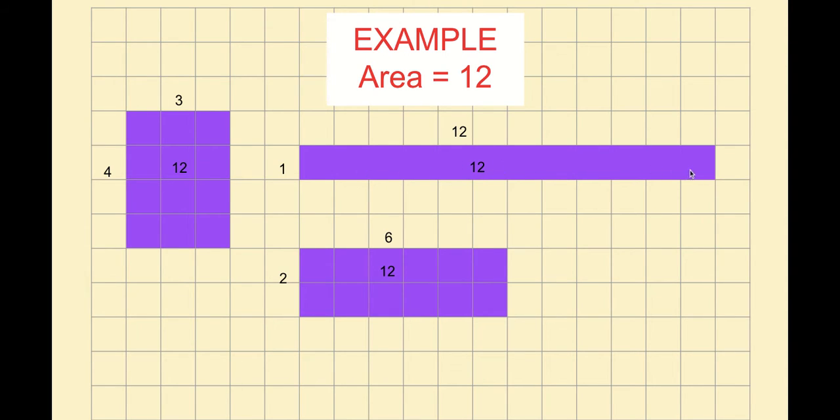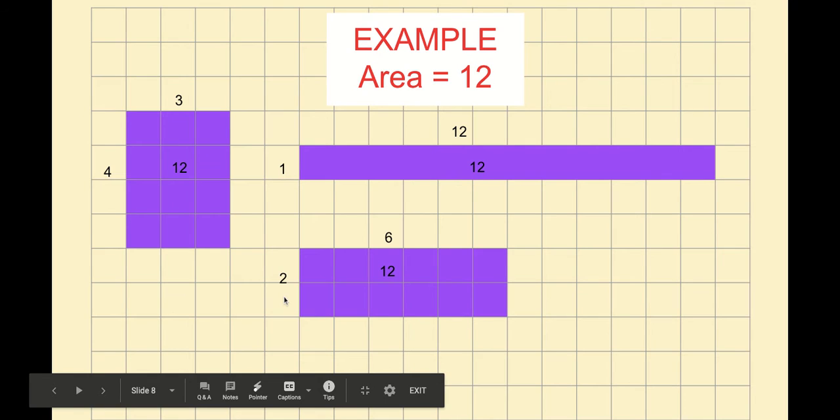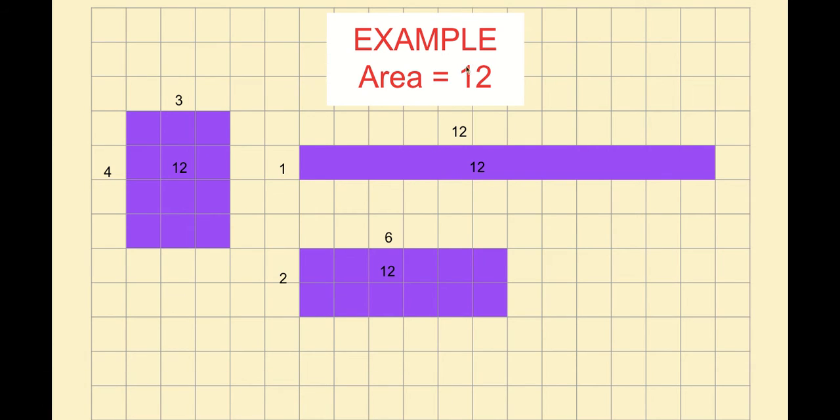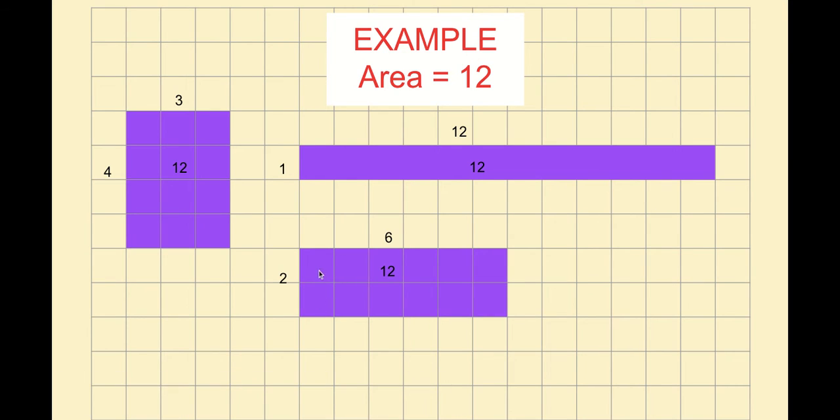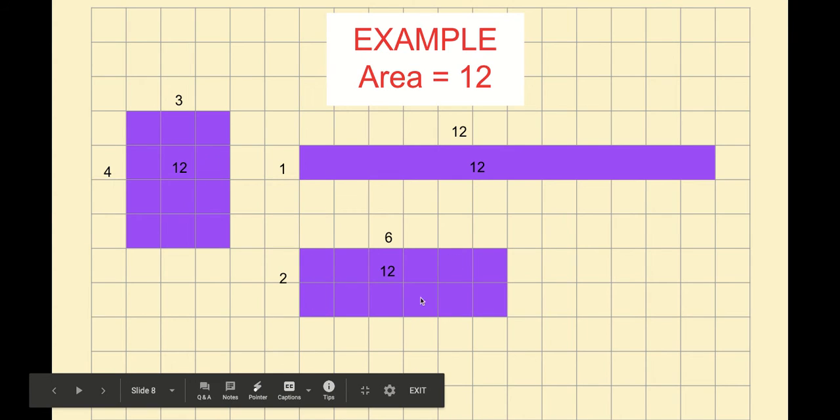long going across. Okay? Then I like to think, what else can I multiply to get 12? So after 1, I always go to 2 and see if I can multiply 2 by a number to get 12. I know 2 times 6 equals 12, so I have a width of 2 squares going down, and I have a length of 6 squares going across. And I know 2 times 6 equals 12.